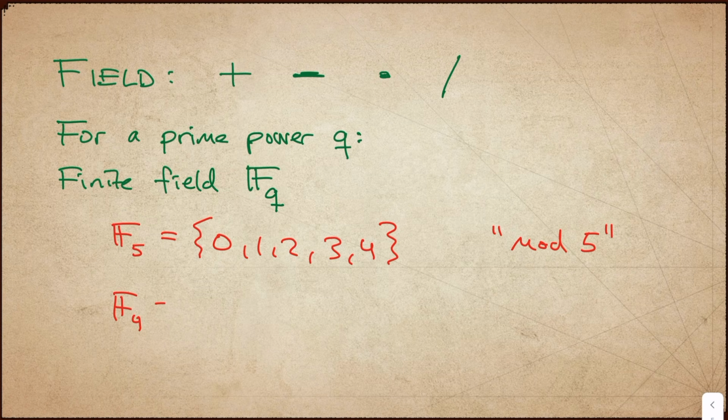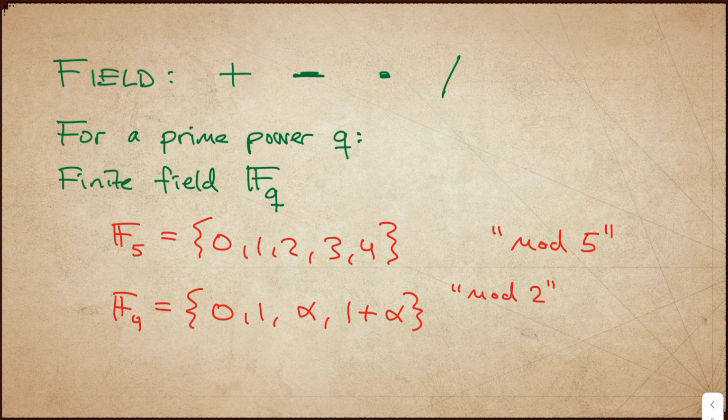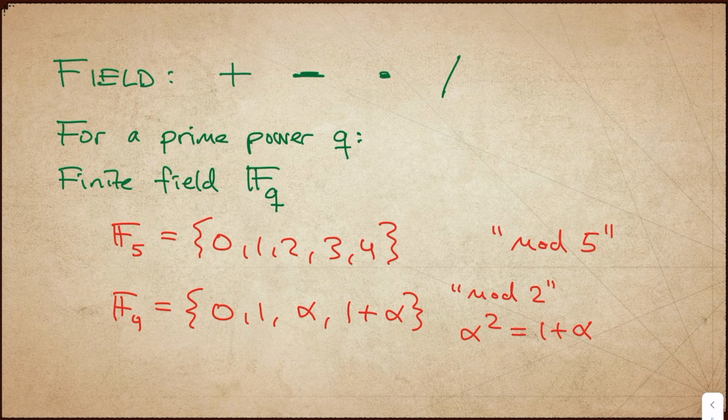There is also a finite field with 4 elements. That's 2 to the power 2. We can write the elements as 0, 1, alpha, and 1 plus alpha. All computations are done mod 2. So, for example, alpha plus alpha equals 0. And there's an extra rule that alpha squared is just alpha plus 1. A bit like i squared is minus 1 in complex numbers. Any finite field can be written down explicitly like this. And you can use Sage to construct this field for any given prime power.